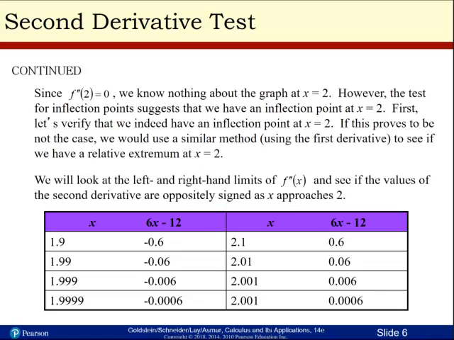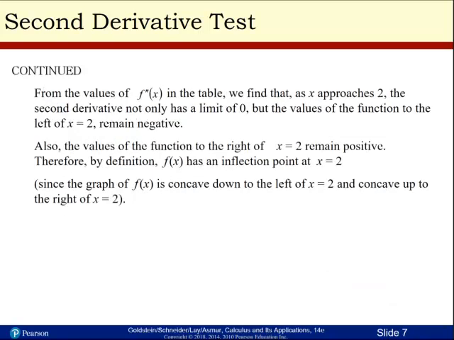Looking at this table of values, I see that indeed on one side of 2, on the left side of 2, at 1.99 and so on, all of those values are negative. That's really all I care about. On the right-hand side of 2, at 2.1, 2.01, those values are positive. From the values of f double prime of x in the table, we find that as x approaches 2, the second derivative not only has a limit of 0, but the values of the function to the left of 2 are negative. Also, the values of the function to the right of x equals 2 remain positive.